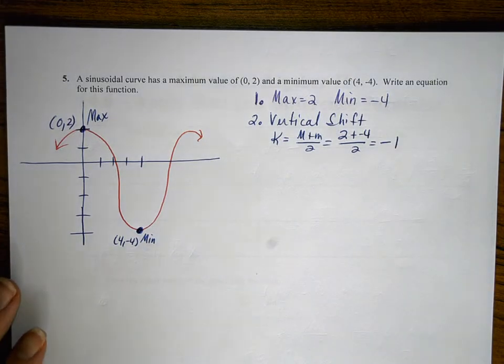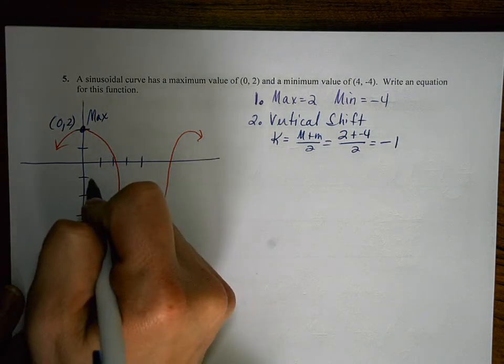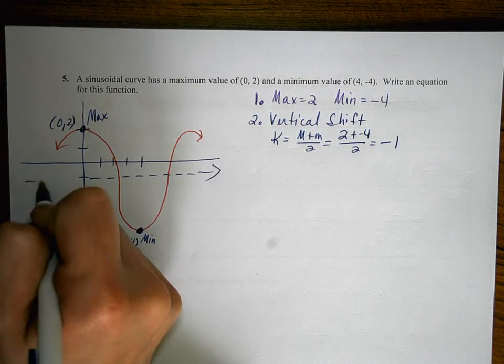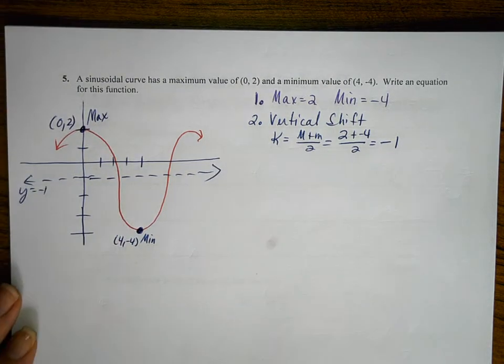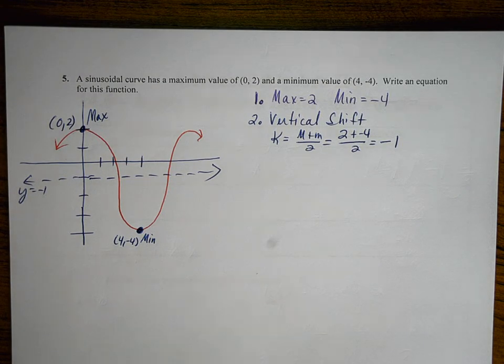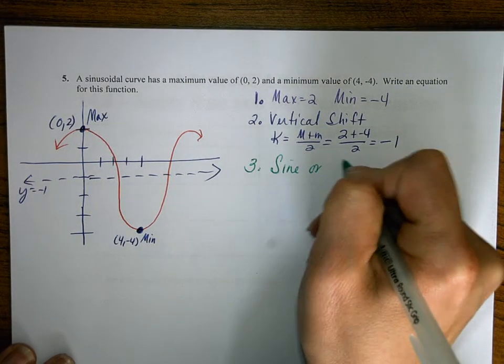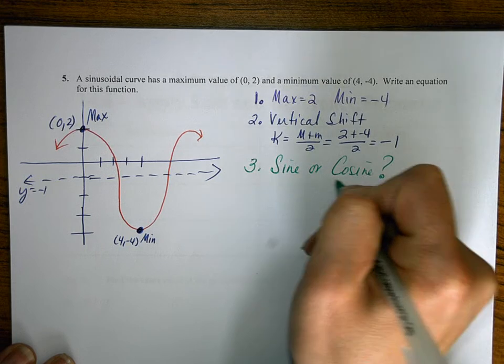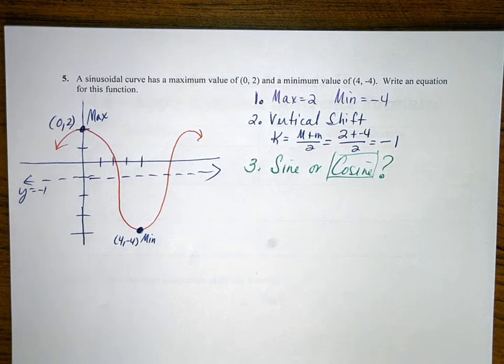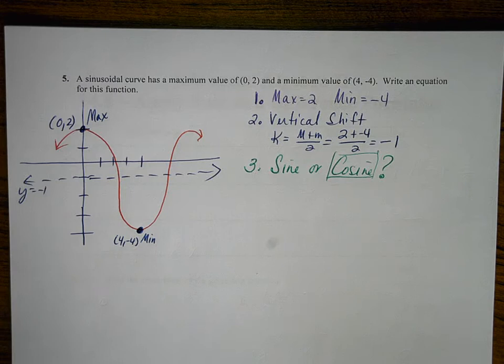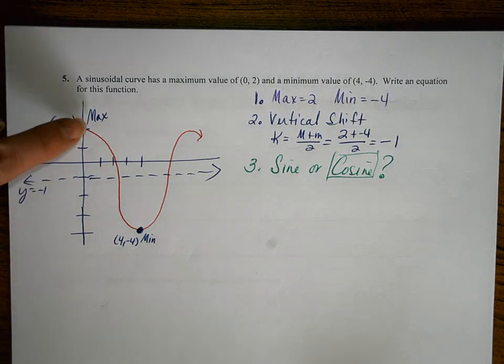Now let's think about what that means. If I go down 1 to y equals -1, that should cut my graph in half. Even as bad as my sketch is, that seems logical and reasonable. Any problems so far? All right, third thing, sine or cosine? Cosine, we decided that already. And then with cosine, is my A positive or negative? A is going to be positive because my y-intercept starts at the maximum value of this graph.